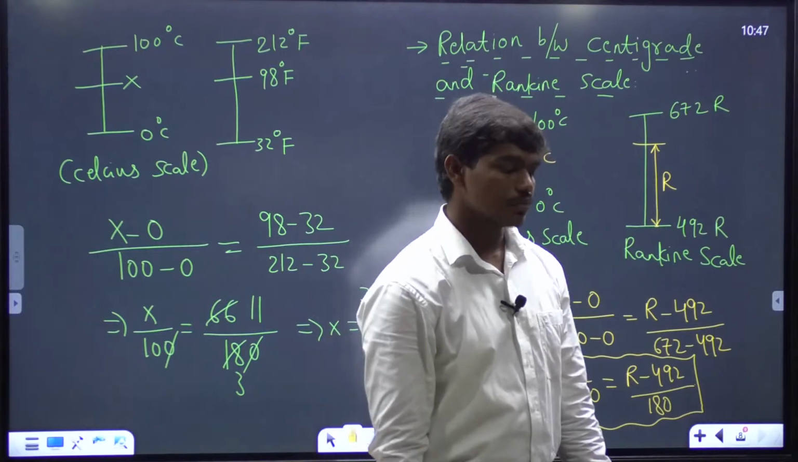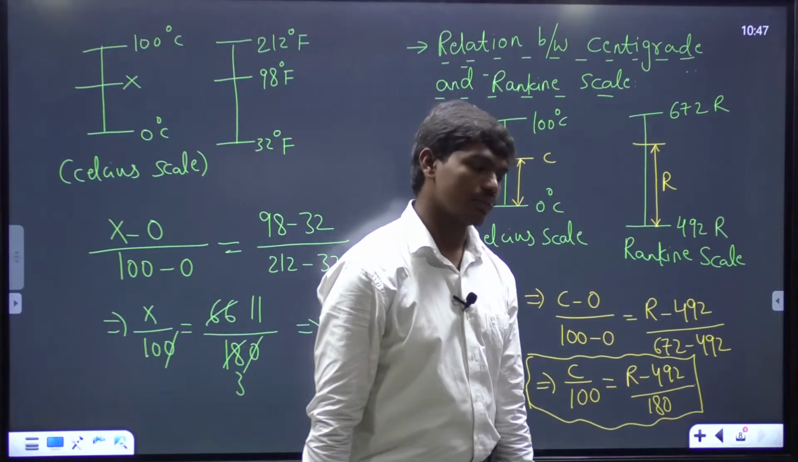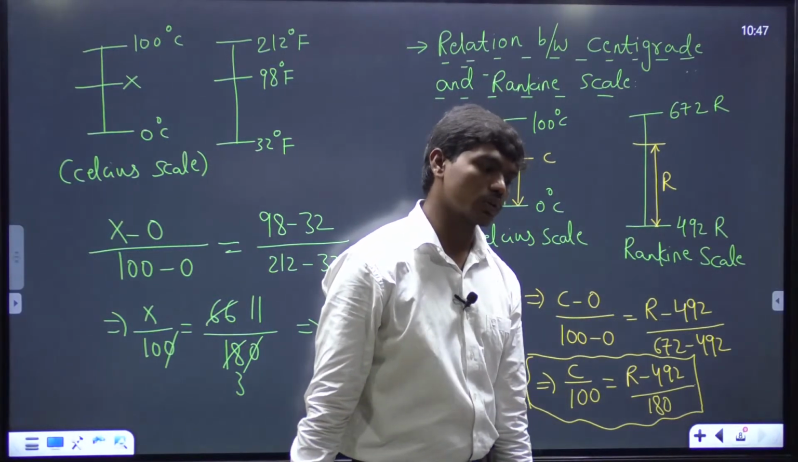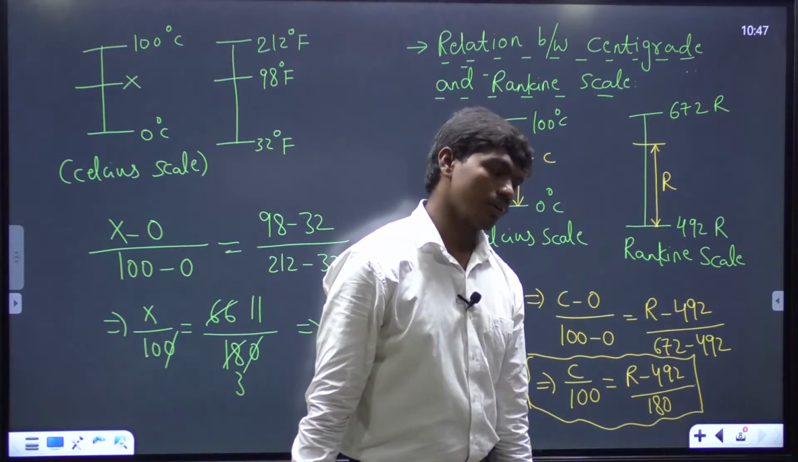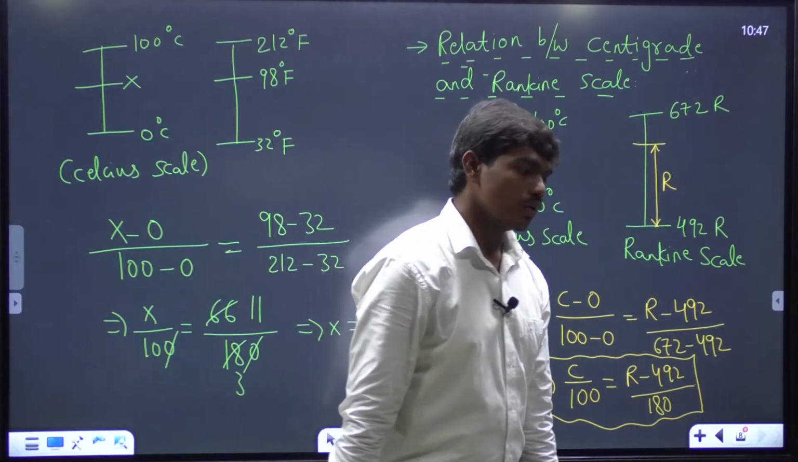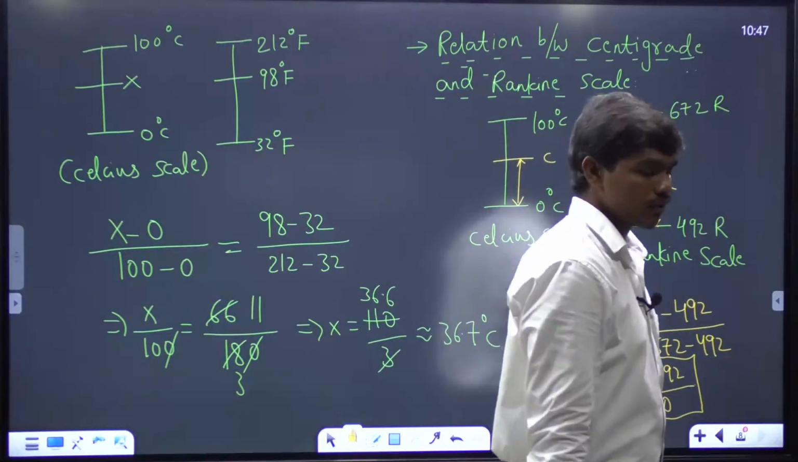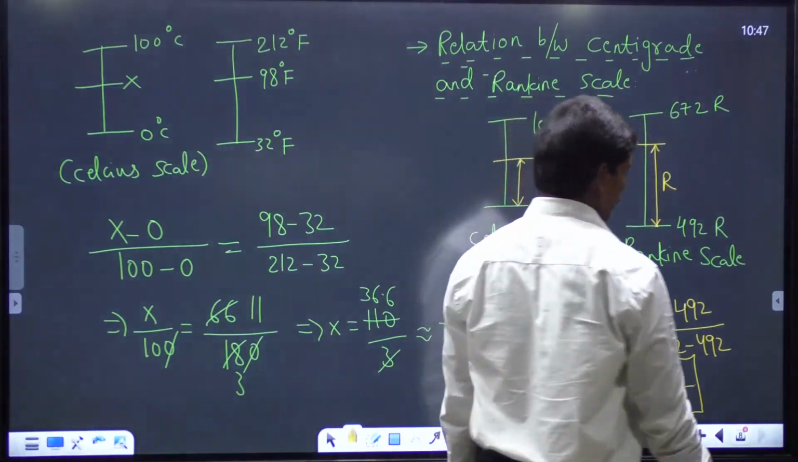C into 1.8 plus 32. F is equal to 1.8 C plus 32. That's what you are telling. 5 into F minus 32 by 9. Okay, C by 100 is equal to F minus 32 by 180. Correct. Okay, so all of you are correct.